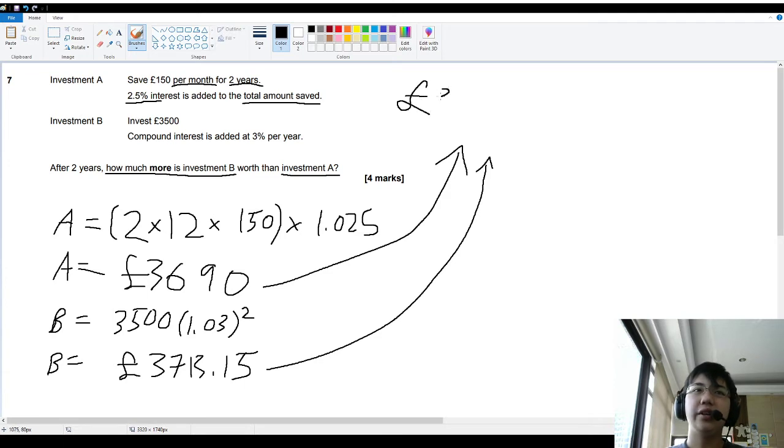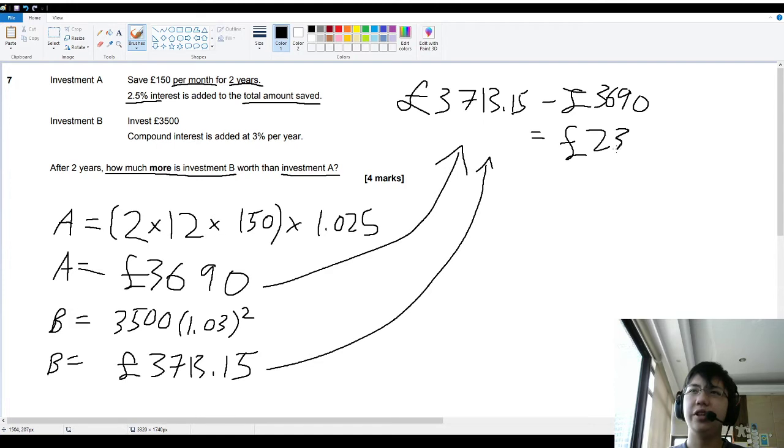by taking away 3,690 from 3,713.15 pounds. So calculating this, you get a difference of 23.15 pounds, giving us our answer.